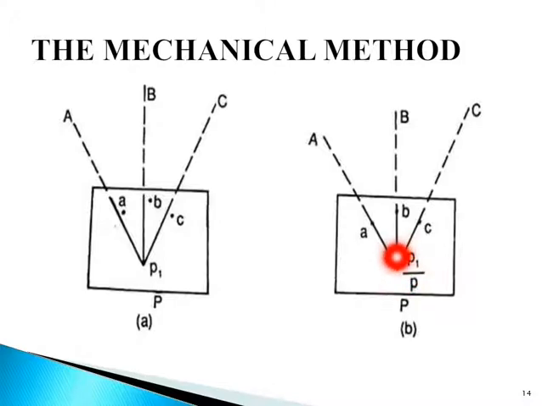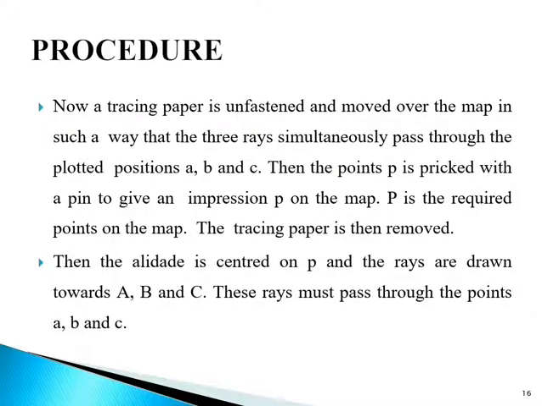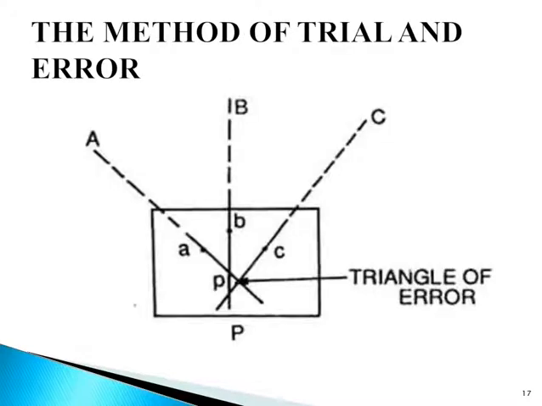Then the alidade is centered on point small p and the rays are drawn towards A, B and C. These rays must pass through the points A, B and C. So this is the mechanical method. Here you can see all the procedures, which we have already discussed.